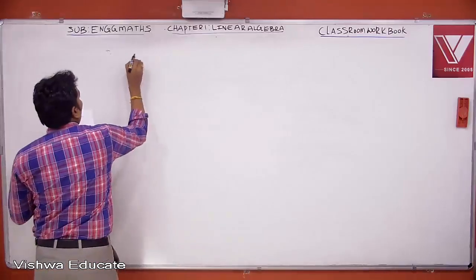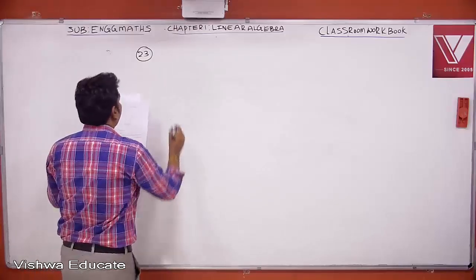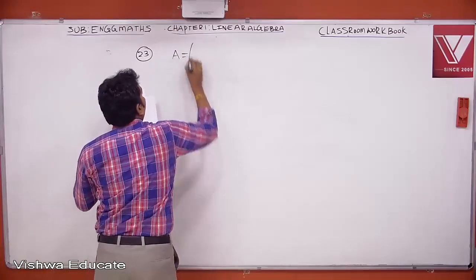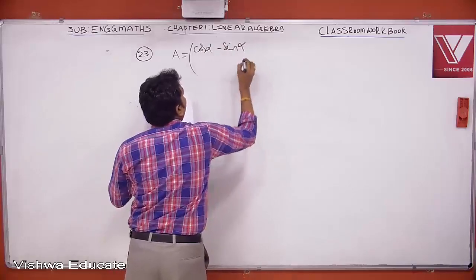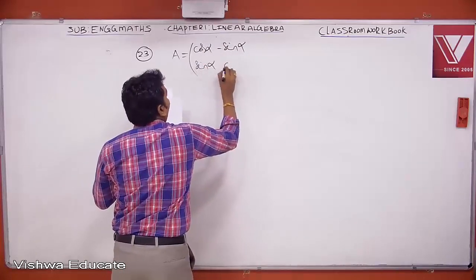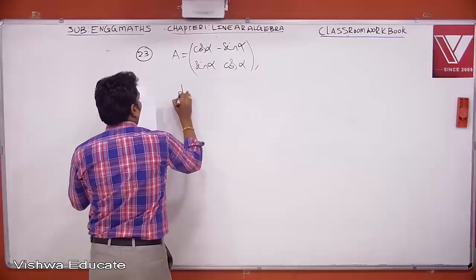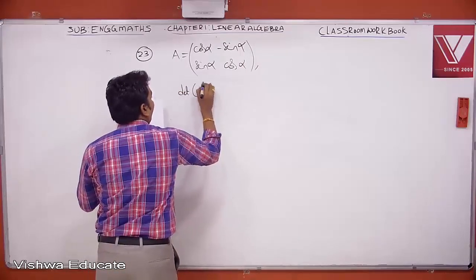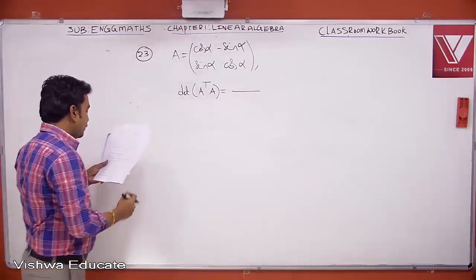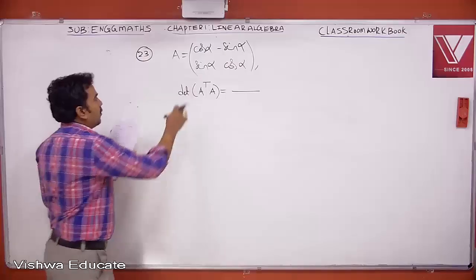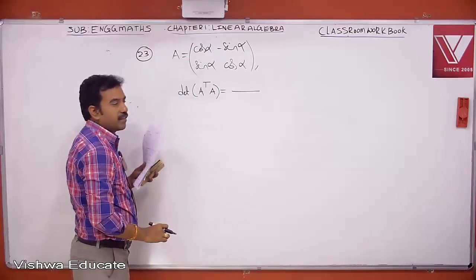Now let us move to question number 23. For the matrix A equal to [cos alpha, minus sin alpha; sin alpha, cos alpha], det of A transpose into A equal to blank. So for this matrix A, you need to find det of this combination.